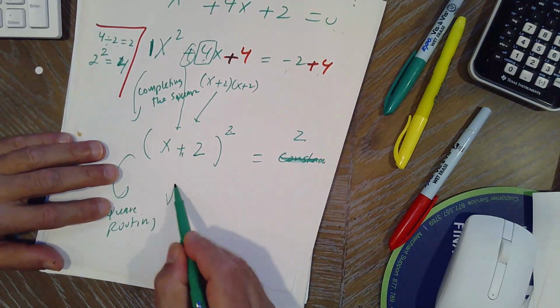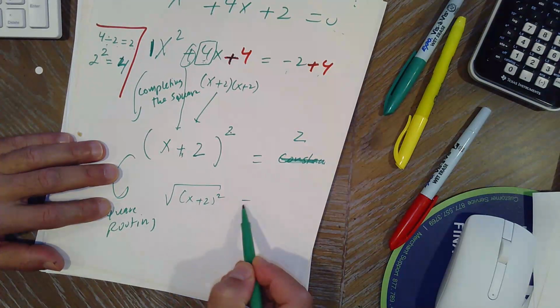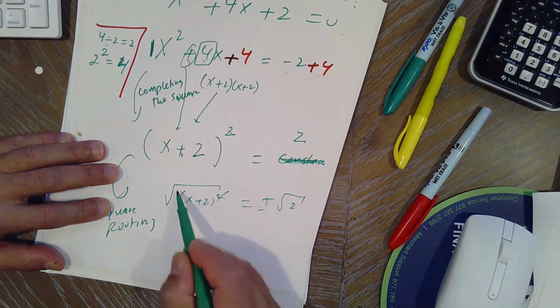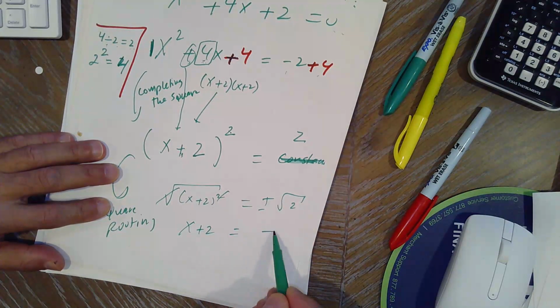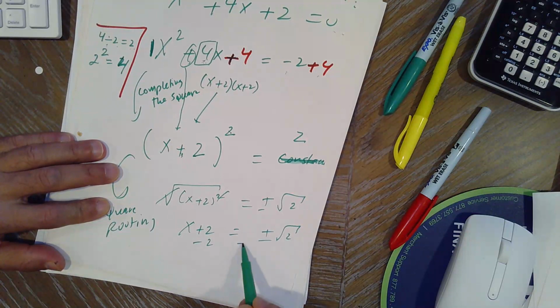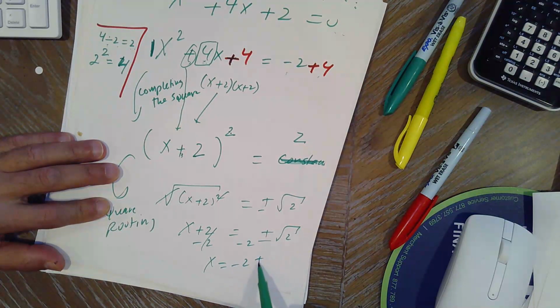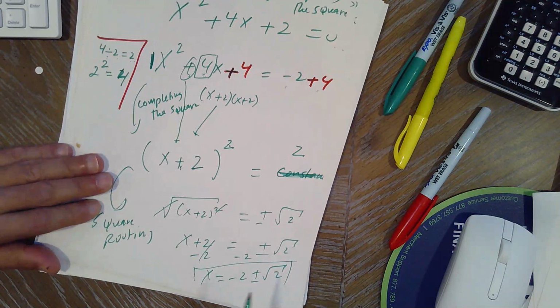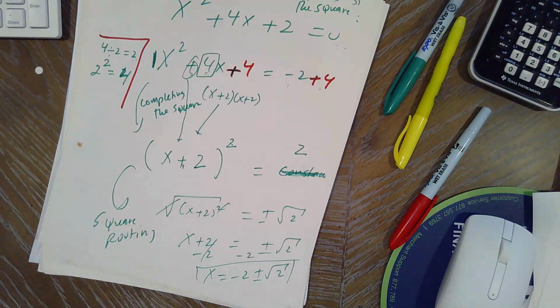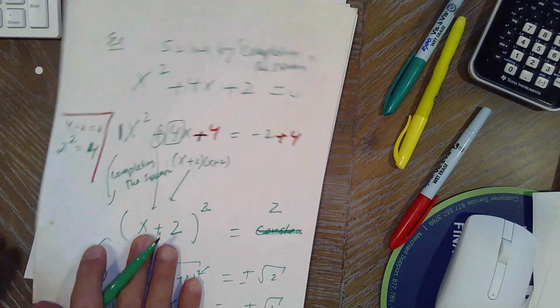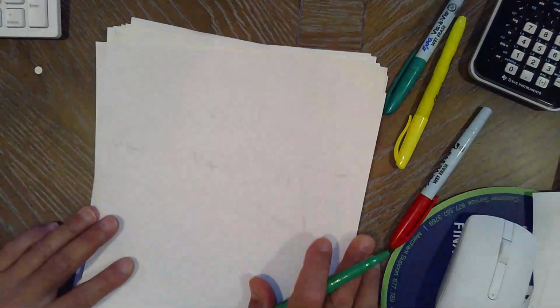And now square rooting, we know what to do now. We just did that. Equals square root of 2 plus or minus. x plus 2 equals plus or minus root 2. And there's my answer. We're going to practice a lot of this. I know it's kind of confusing at first, but with practice we will get this, I promise.